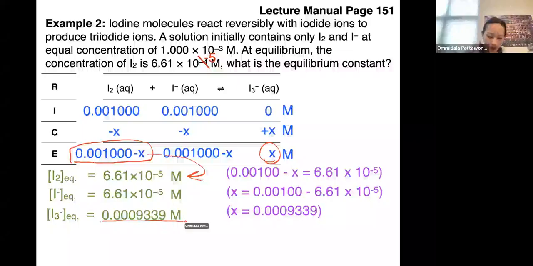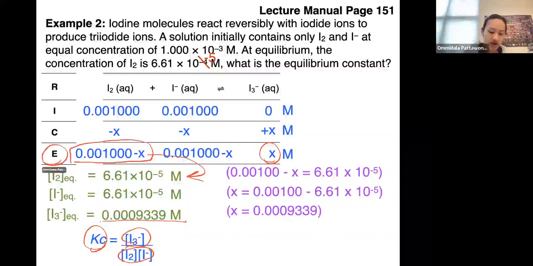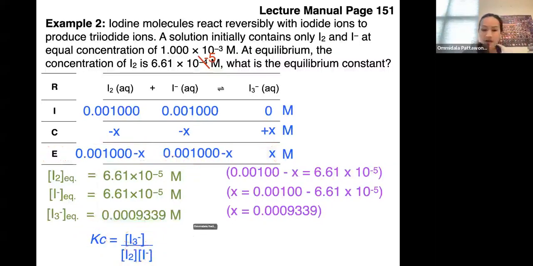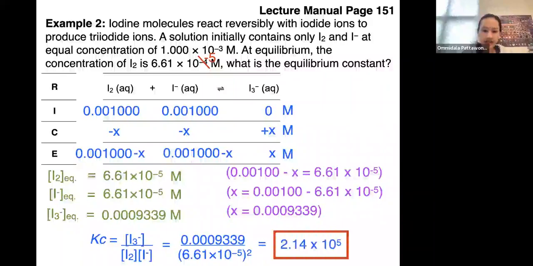Since you know all of those concentrations, the next thing you are going to do is write out the Kc expression. The Kc expression is going to be product over reactant. And since we are looking at the equilibrium constant, each of these concentrations has to be the concentration at equilibrium. So we already know them, right? You just need to plug all of them in and then solve for Kc.